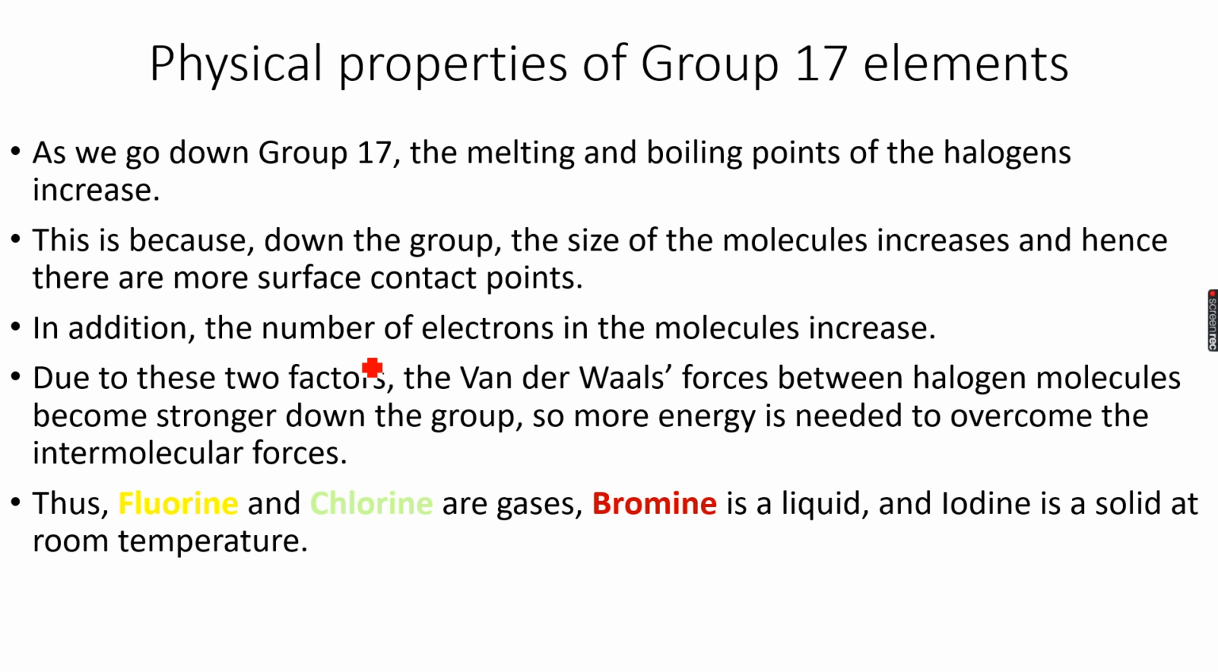Now, another thing that you need to know is that the density of the group 17 elements increases as we go down the group, because you know that the molecular mass is increasing as we go down the group, and because the molecules are coming together, the volume is decreasing. Greater mass, lower volume, so higher density, because density is equal to mass upon volume, right? So these are the physical properties of group 17 elements.